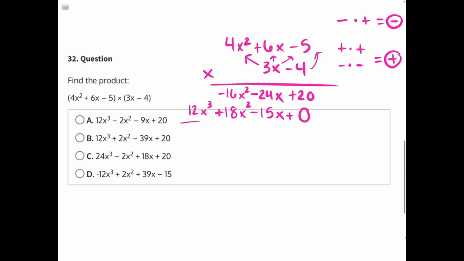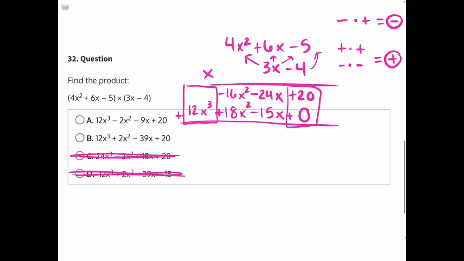Now what we can do is take a look at our answer choices and start to eliminate. We know that 12x cubed will be at the front of this equation, so it can't be C and it cannot be D. We also know that a positive 20 is definitely going to be at the back of this equation, but that doesn't help us eliminate any more answer choices. What's going to help us figure out the correct answer are these two middle pieces.